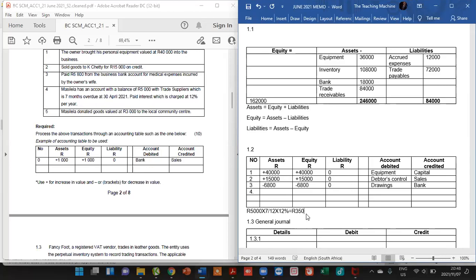If your account is overdue, you will be charged an interest. Now, the question is, what will happen to your account? What will happen to the money that you owe your creditor? It will definitely increase. So already we know that the debt of the business will increase by 850.